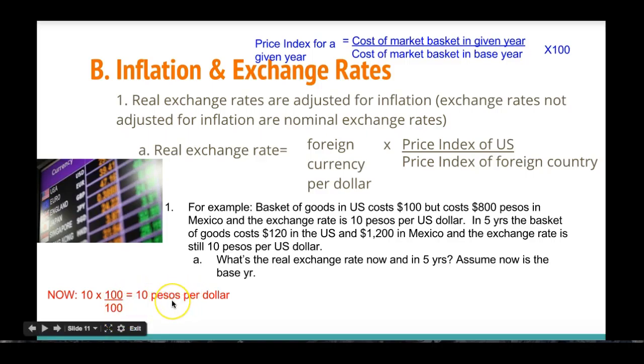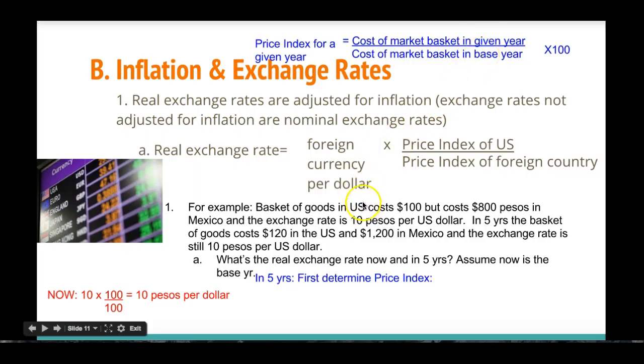So that is equal to 10 pesos per US dollar. So how about in 5 years? Okay, so in 5 years, this is a little trickier. We have to first determine the price index. So remember, because now is our base year, we're going to have to use that as our base.